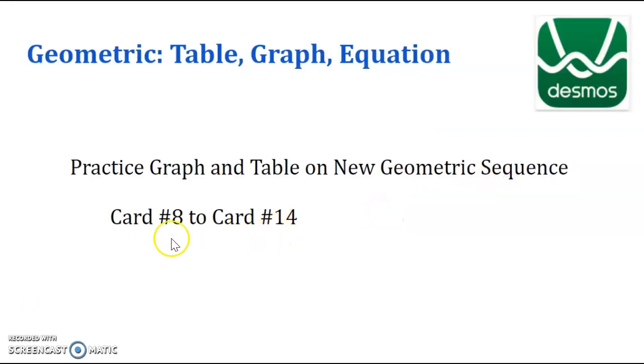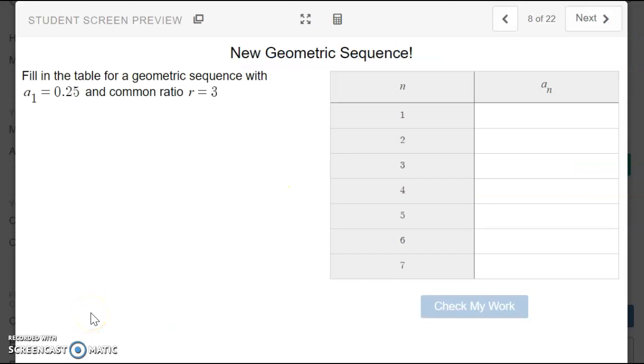Okay, now you're going to go on to cards number 8 to 14, where you're going to be practicing graph and table on a new geometric sequence. Okay, so you have a different geometric sequence. Now this time we're told that it's a geometric sequence with a sub 1 being 0.25. What does that mean, a sub 1? That means the value of the first term is 0.25.